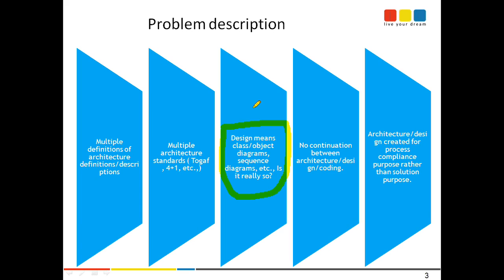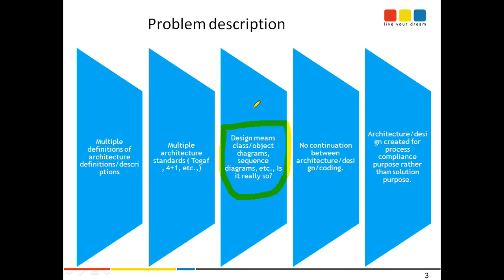If you ask somebody, a developer or a tech lead, can you create a design, probably the response you will get is, does design mean I should do the class, object and sequence diagram? That fundamentally is the response. So is that really so? Think for a moment. Is that what design means? No, it's not correct.